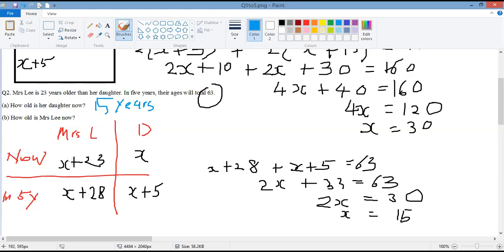So the age of Mrs. Lee for now is X plus 23. So you have 15 as your X, plus 23 equals to 38 years. So Mrs. Lee's age will be 38 years now. Okay, so this is your final answer, 15 and 38. Any questions you want to ask about question 2, you can type on the chat.